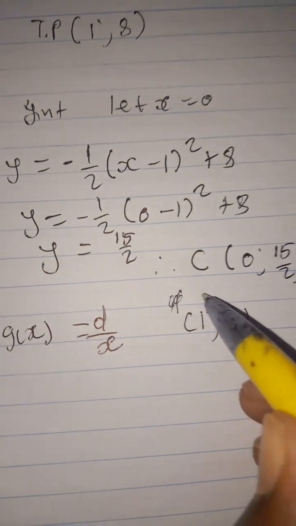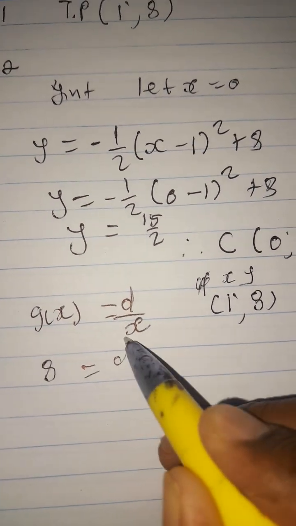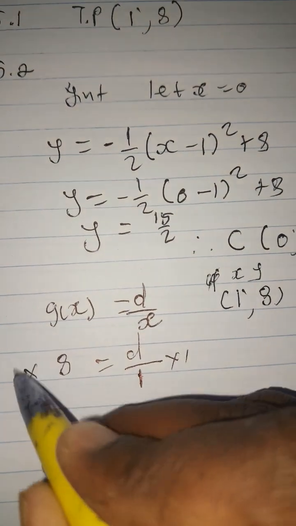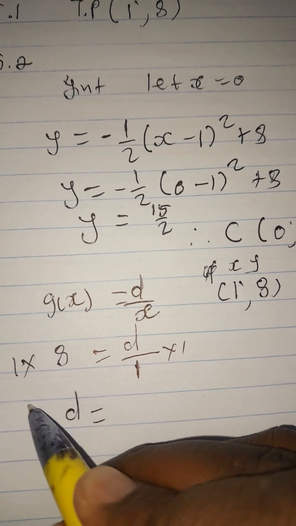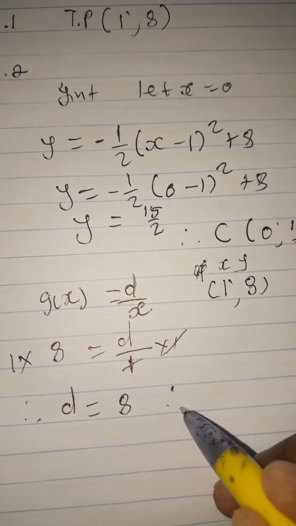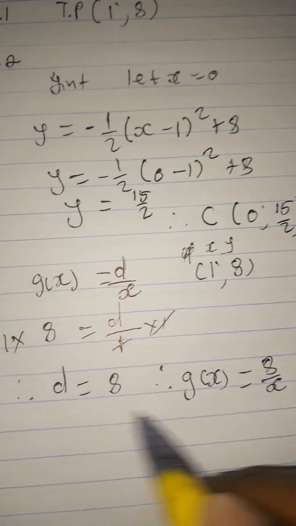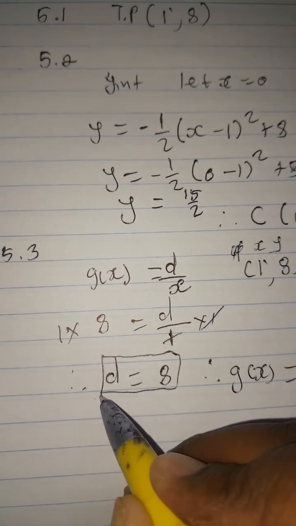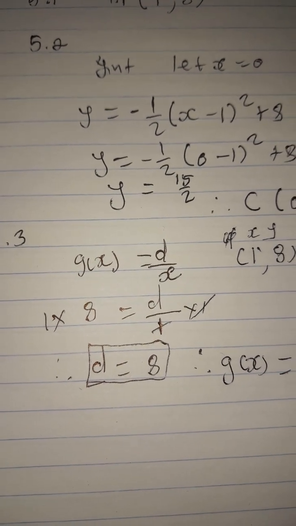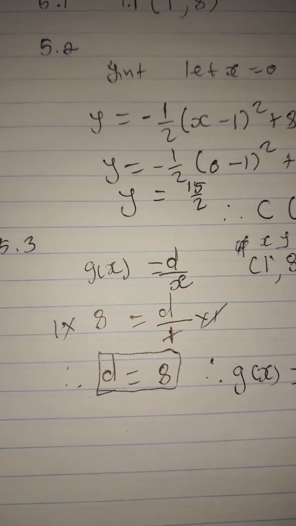So we're having 1 and 8. This is x and this is y. Meaning that where there's g of x, you replace it by 8. D, where there's x, you replace it by 1. Then when you multiply by 1 here, you divide by 1, therefore they cancel. 1 times 8 is 8. Hence, we are going to have g of x as 8 all over x. So we have already calculated the value of D, which is equal to 8. That was 1 mark, right? So you just write D is equal to 8. But it's also essential to show how you got there, right?